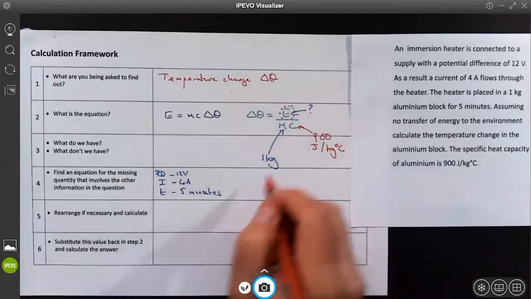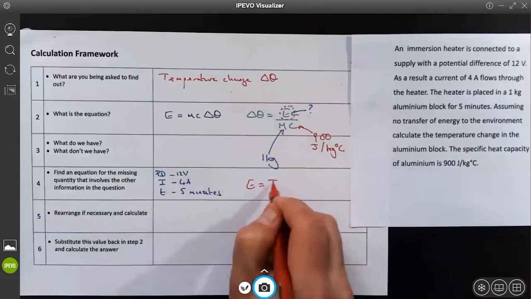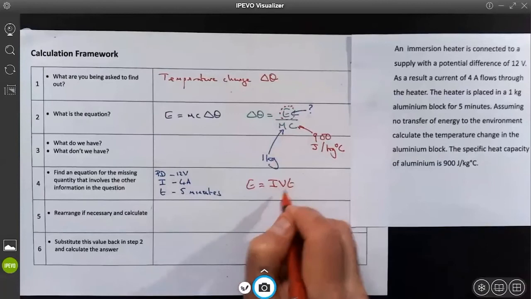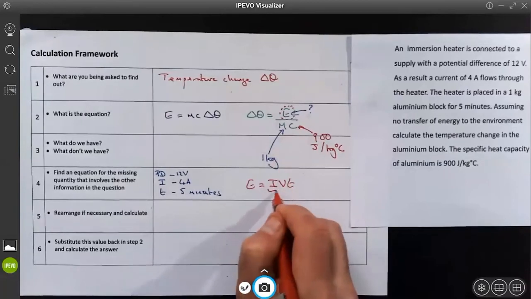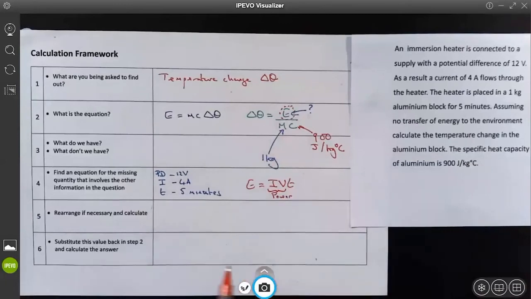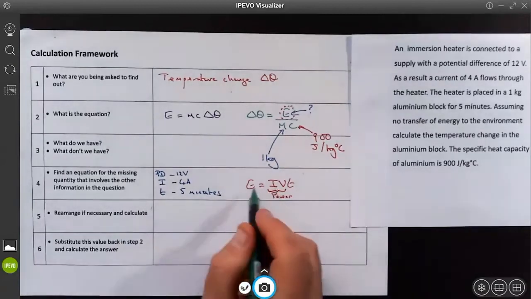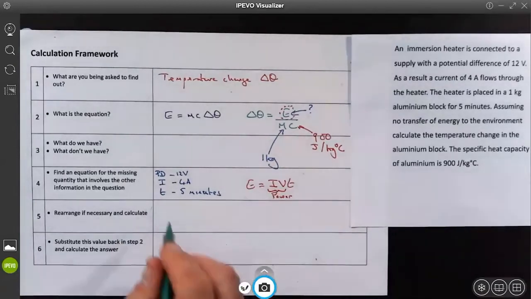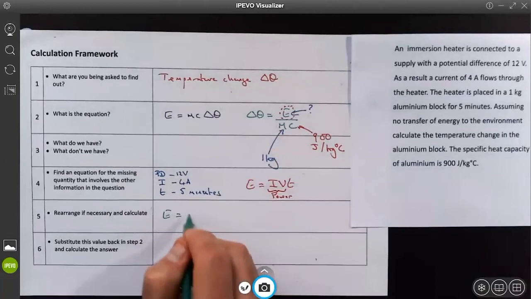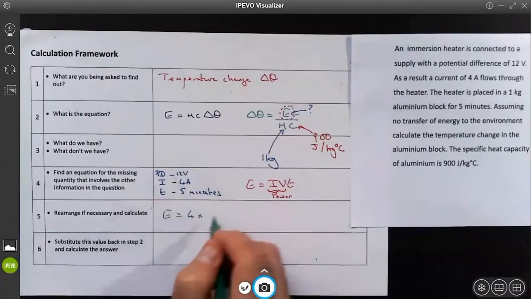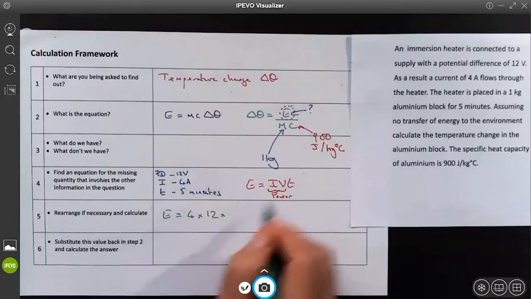And yes, there is. It's E equals IVt. The reason being in this case that IV is actually the power. So the fifth step in all of this is to rearrange if necessary and calculate. Well, in this case, we don't need to rearrange because E is already the subject of the equation. So E equals I, which is 4 amps, times the potential difference, which is 12 volts, times the time.